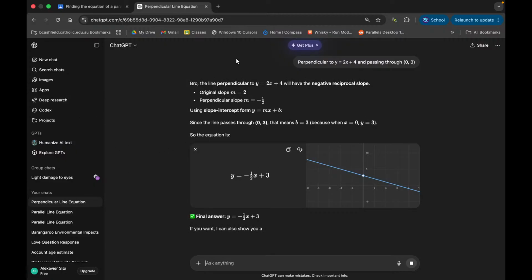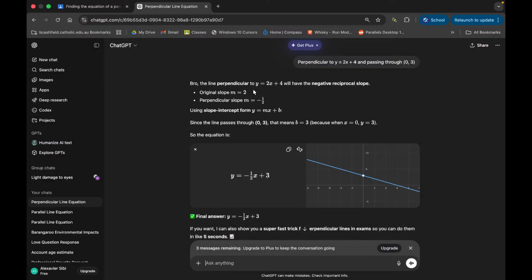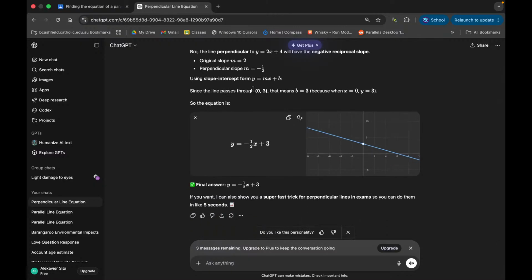The line perpendicular to y, original slope m equals 2. We got 1/2 x plus 3. That's correct. Oh, I forgot to write the x, so I'll get marked down for that. Okay, so that's question A. So we're on to question B.